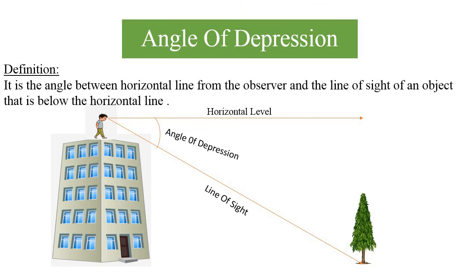So the definition says that it is the angle between the horizontal line from an observer and the line of sight of an object which is below the horizontal line. So that is below the horizontal line. It's called angle of depression. It is the angle between the horizontal line of an observer and the line of sight of an object which is below the horizontal line. It's called angle of depression.